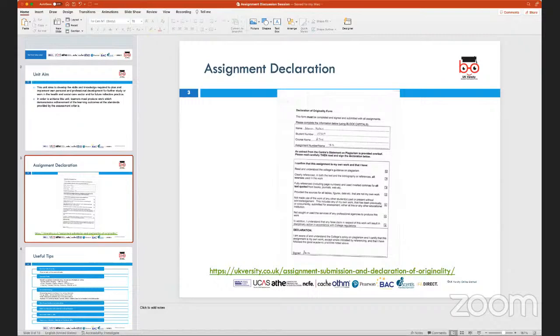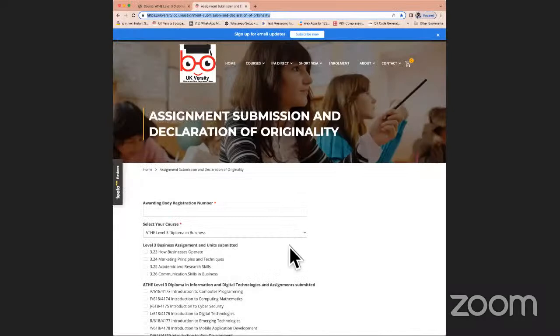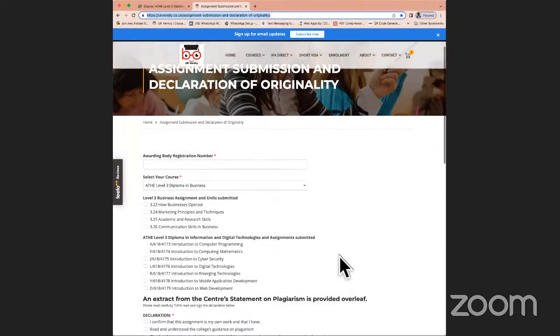If I just quickly share that over onto the website for you to have a look at, it's a link which I will also put in the chat window, so that at some stage when you go in and want to complete the declaration, you should be able to complete that for all the units in one go, rather than having to do it time and again when you submit your assignments.